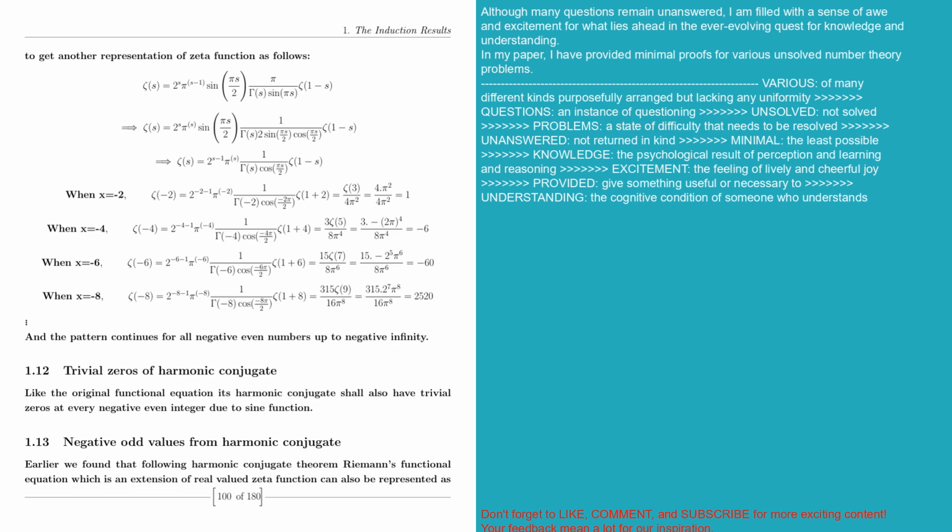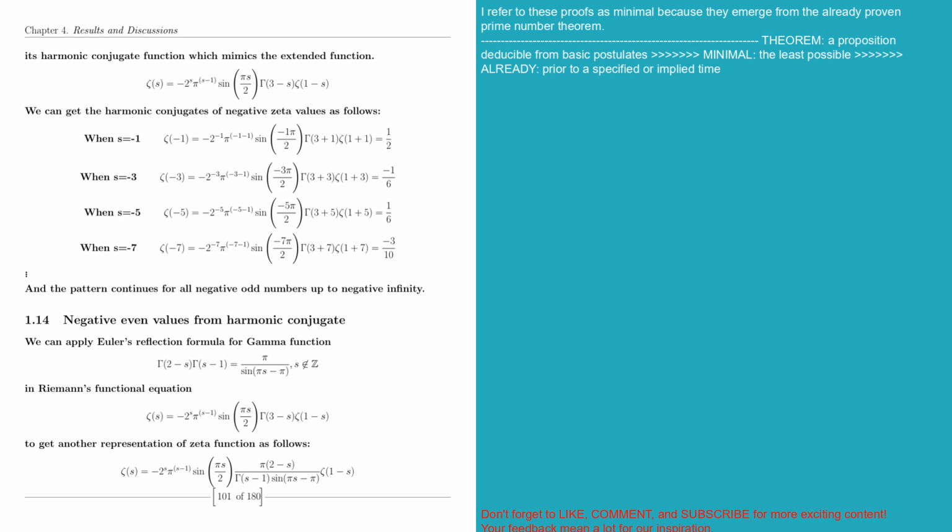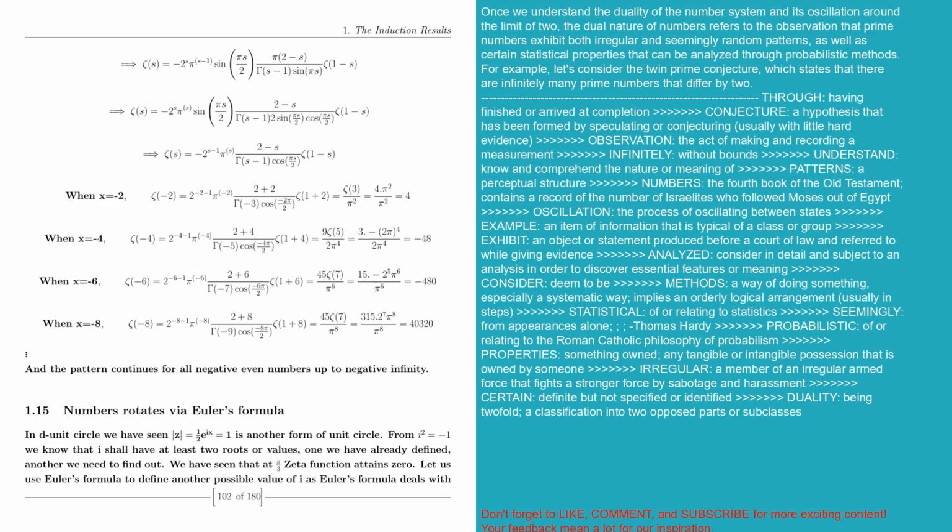In my paper, I have provided minimal proofs for various unsolved number theory problems. I refer to these proofs as minimal because they emerge from the already proven prime number theorem. Once we understand the duality of the number system and its oscillation around the limit of 2, the dual nature of numbers refers to the observation that prime numbers exhibit both irregular and seemingly random patterns, as well as certain statistical properties that can be analyzed through probabilistic methods.